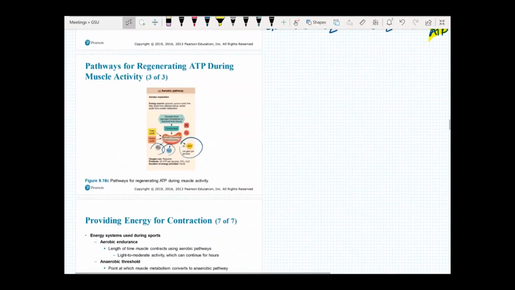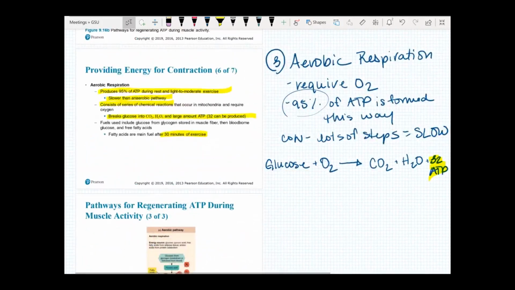While this is great because it gives us a high yield of ATP, 32, a con for this is that it is actually slow. And this does not only require oxygen, it requires constant oxygen. So it has to be constantly connected to oxygen for this process to work.